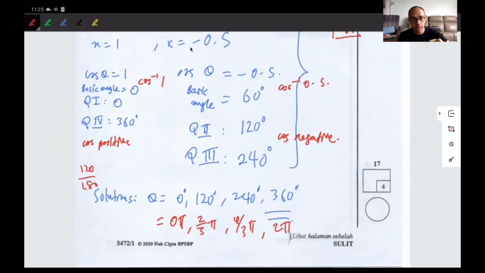Yeah. How to convert from 120 in terms of pi? You just divide by 180, then you press the ABC so that you can get the fraction, the pecahan. So 120 divided by 180. Then you press the fraction, you get 2 over 3. If you can see 2 over 3. So that's how I get 2 over 3 pi.